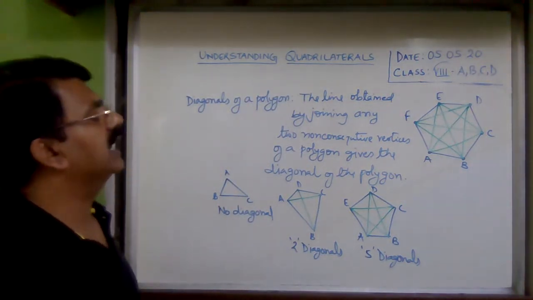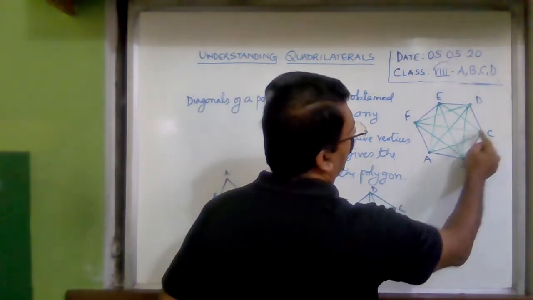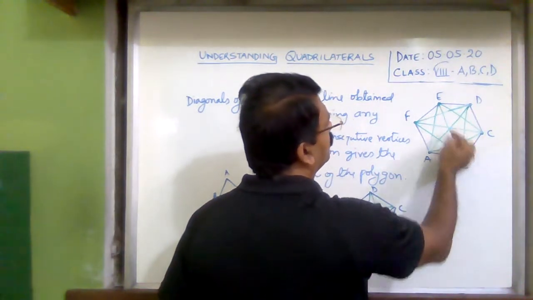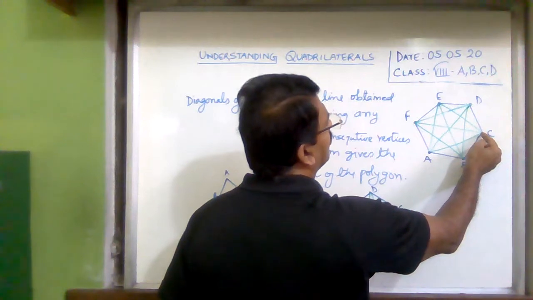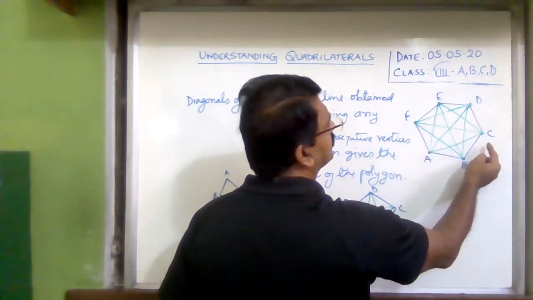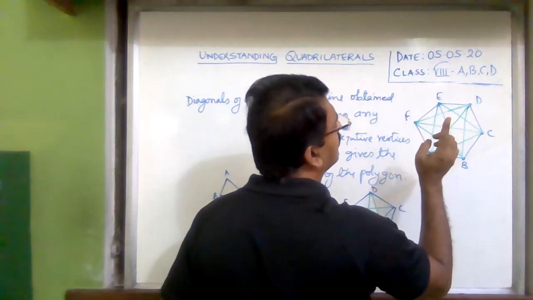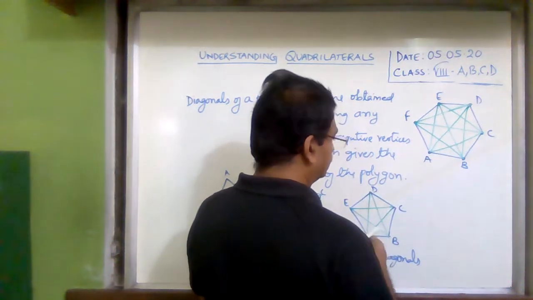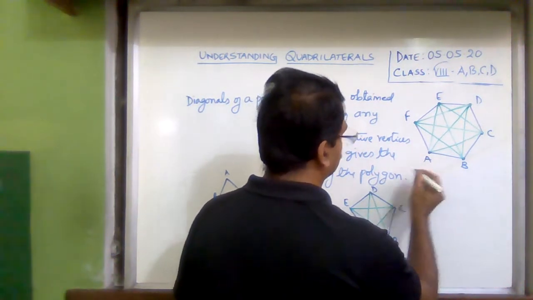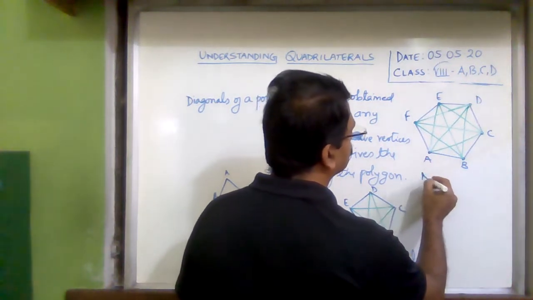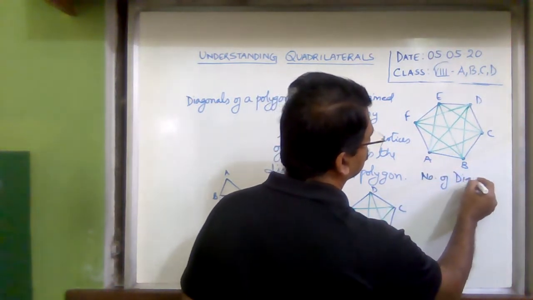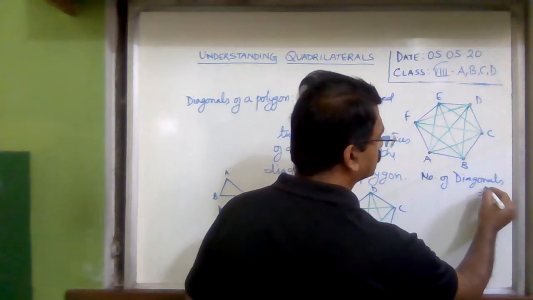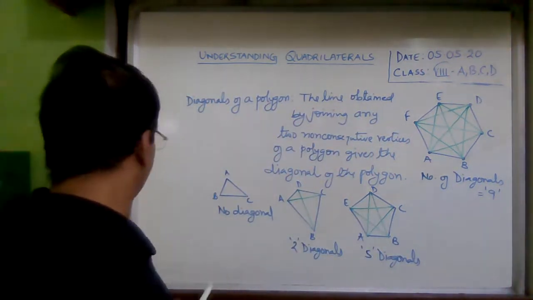And now, if in a hexagon you count the number of diagonals, you see 1, 2, 3, then 4, 5, 6, then 7, 8, then 9. So how many diagonals are there? 9 diagonals are there. In a hexagon there are 9 diagonals.